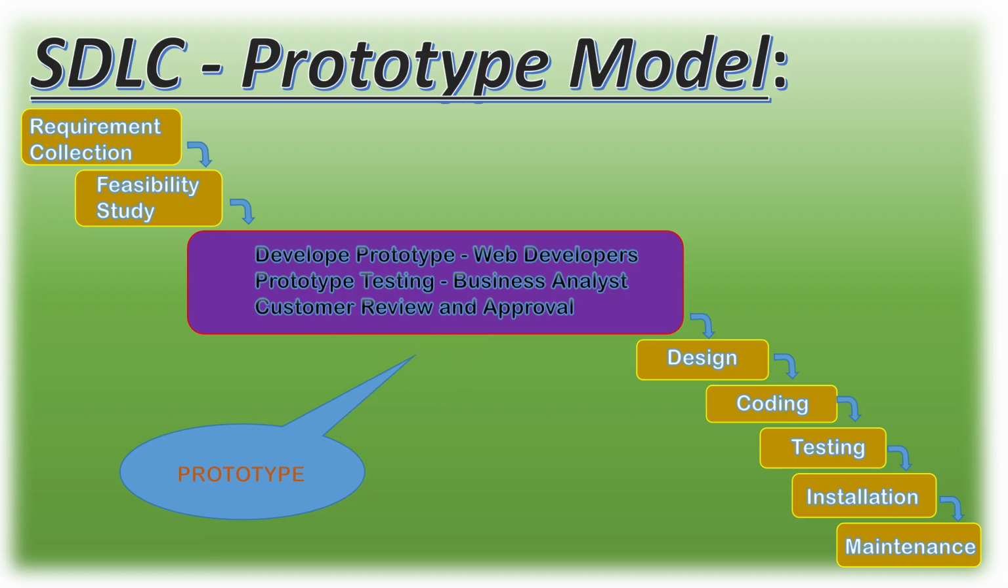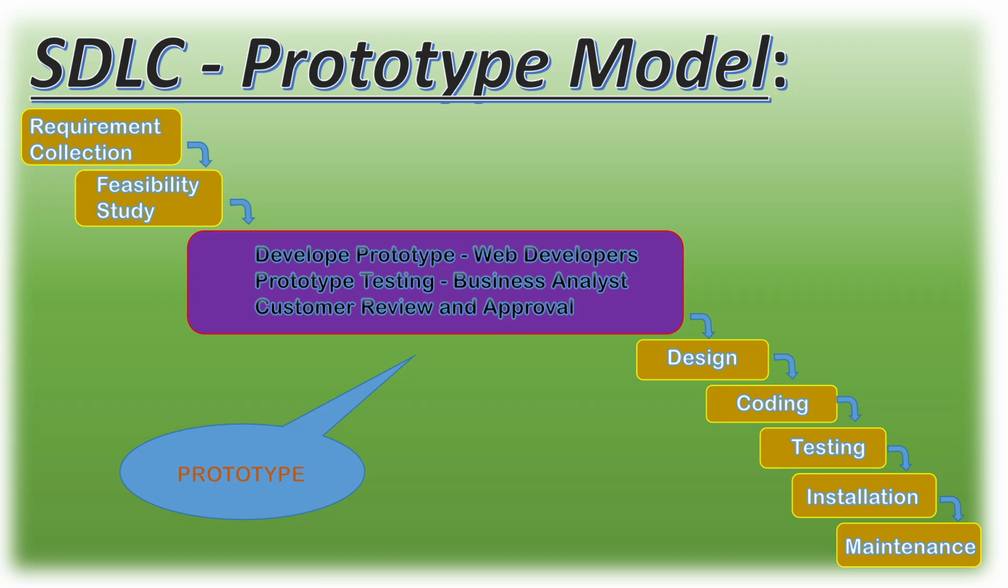After that, customer review and approval. The customer will review this prototype and approve it. If the customer says no, I cannot approve this one, I'll change something else, and so on, then till the customer approves the final one, the prototype will be changed again and again. That is why I told you it will be time consuming.